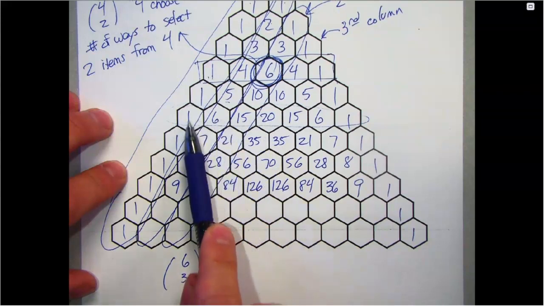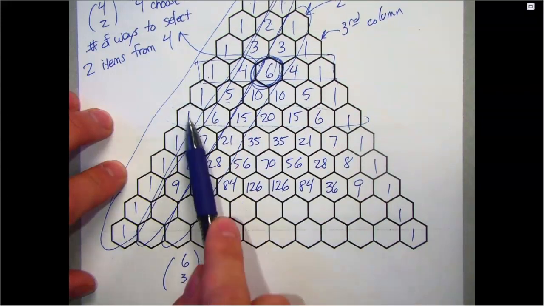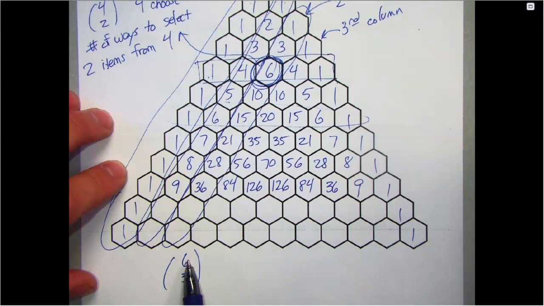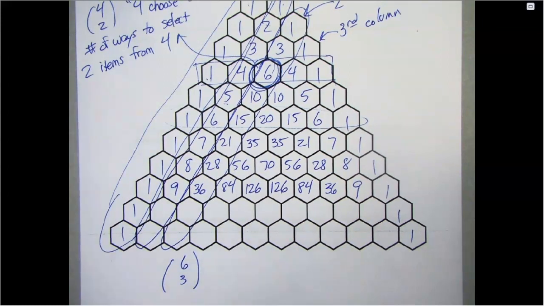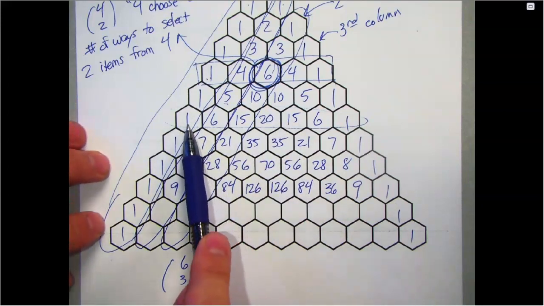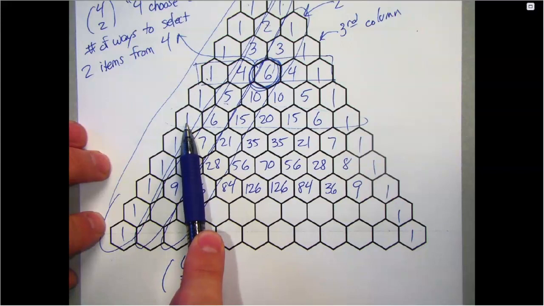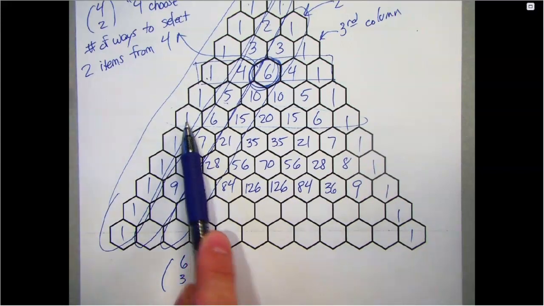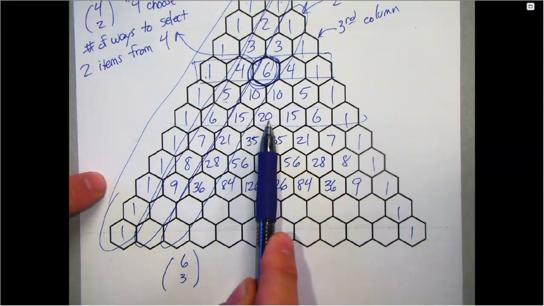So the first one, this 1 always is like choosing 0. So I got 6. There's 6 people in the class. I'm gonna randomly like punch 3 of them in the face. This would be how many ways I could punch 0 of them in the face. I just don't punch anybody. That's one way. 1 person, 2 person.